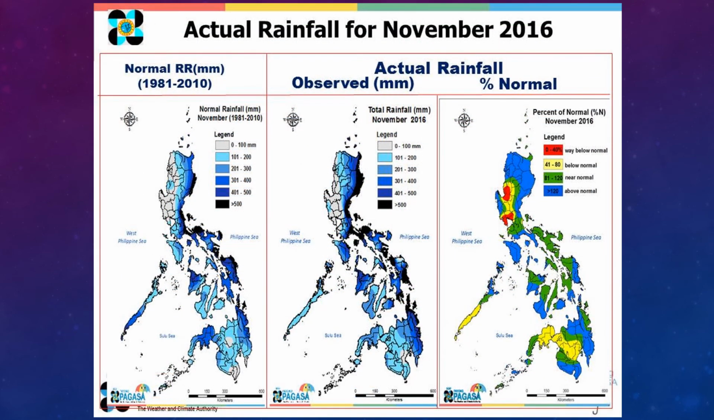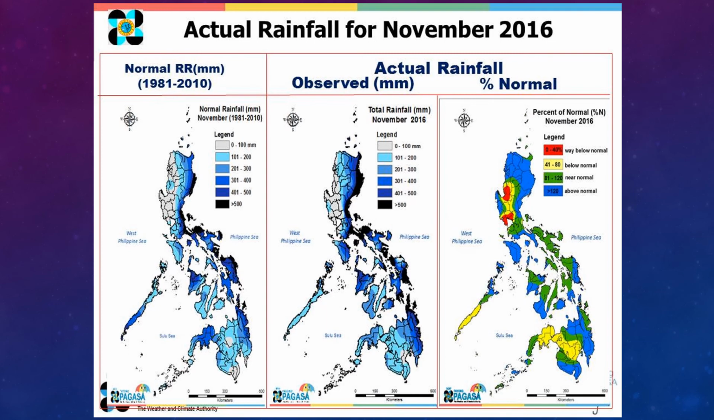This one is a map of the Philippines that shows us the actual rainfall received anywhere in the country for the month of November 2016. On the first map, the one on the left, it shows us the normal amount of rain from 1981 to 2010. That is the collected data for those years.